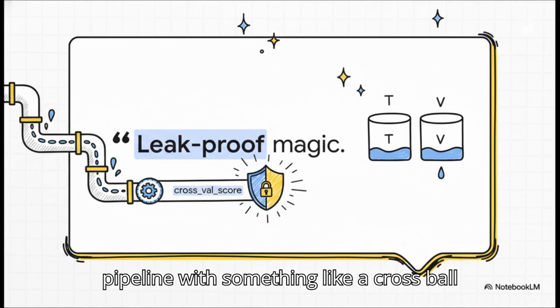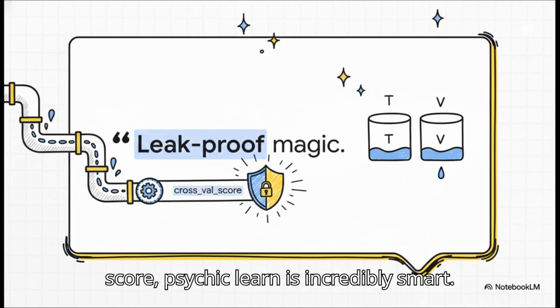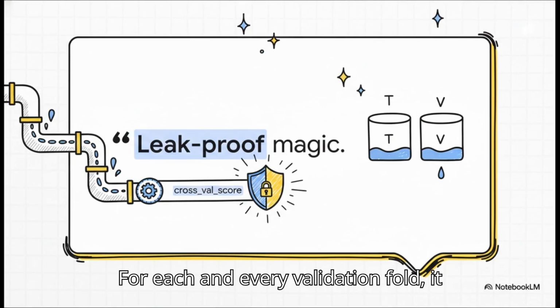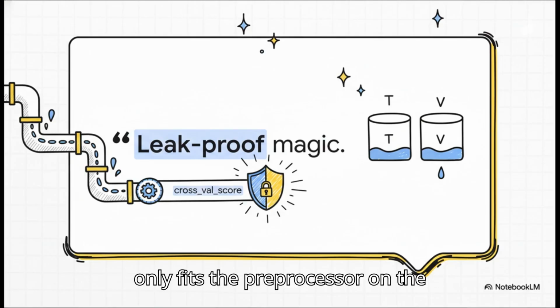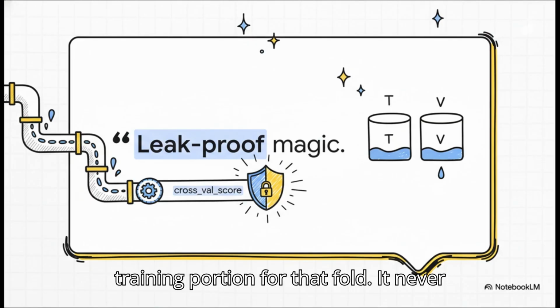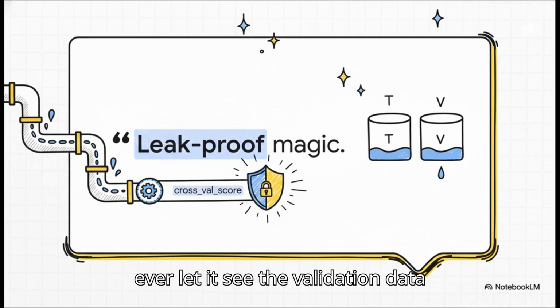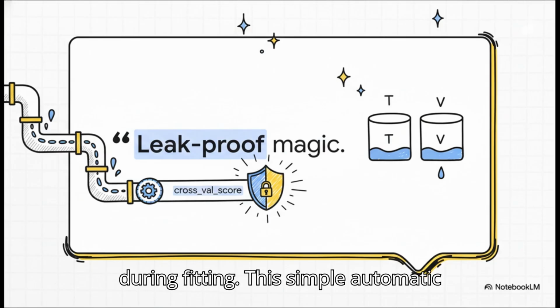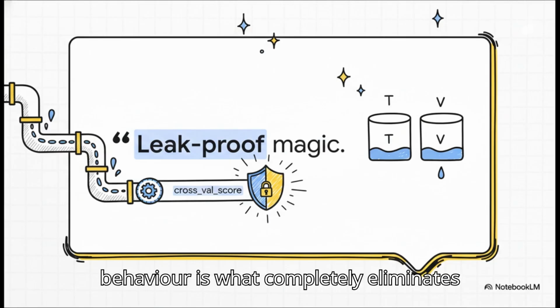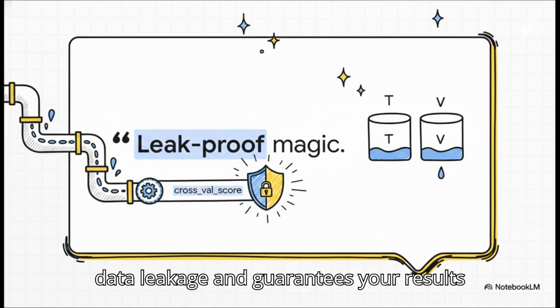See, when you use this pipeline with something like cross_val_score, Scikit-learn is incredibly smart. For each and every validation fold, it only fits the preprocessor on the training portion for that fold. It never, ever lets it see the validation data during fitting. This simple automatic behavior is what completely eliminates data leakage and guarantees your results are legit.